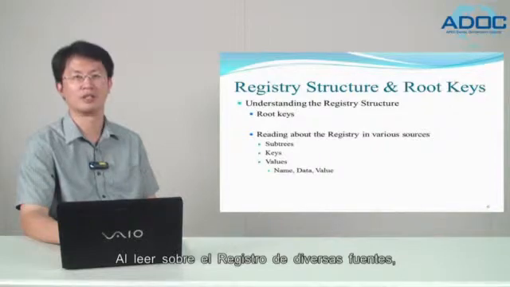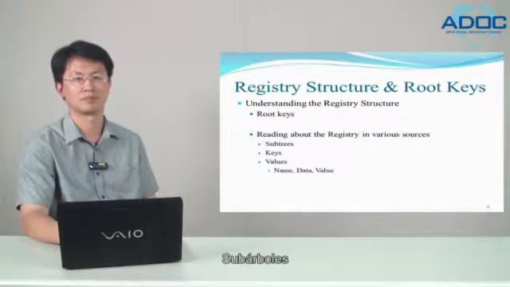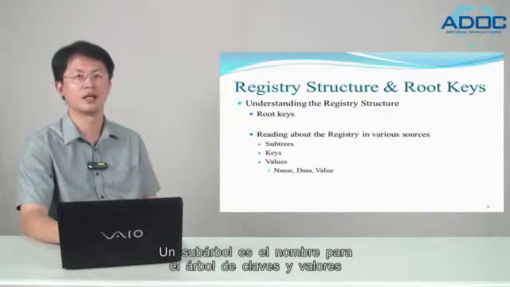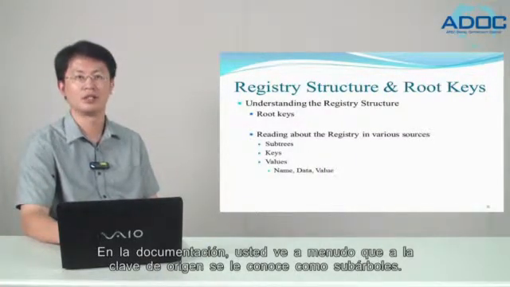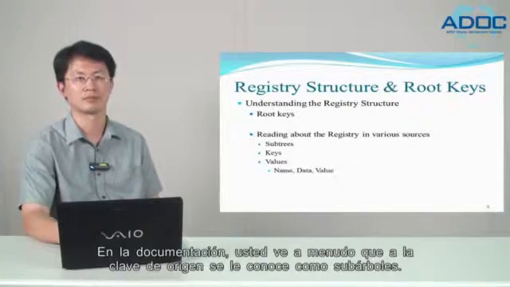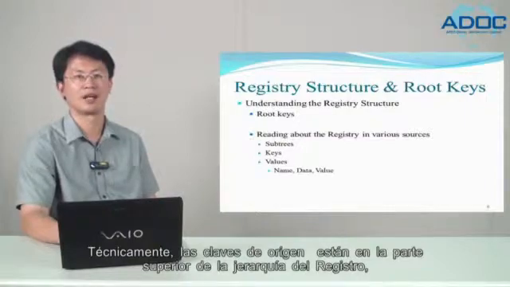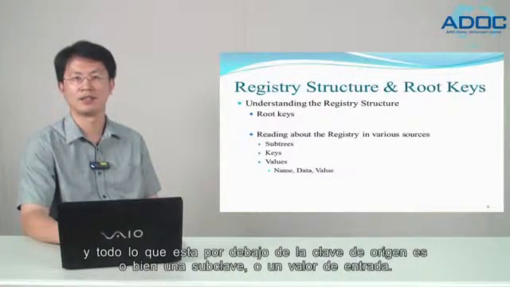When reading about the registry in various sources, you might see references to the following subtrees. A subtree is a name for the tree of keys and values stemming from a root key down the registry hierarchy. In documentation, you often see root keys referred to as subtrees. Technically, root keys are the top of the registry hierarchy, and everything below a root key is either a subkey or a value entry.